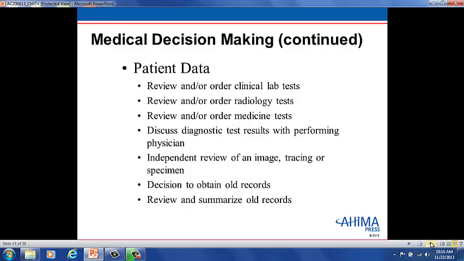Part of the medical decision making is reviewing lab tests, radiology tests, medicine tests, all this patient data that is required for the physician or qualified health professional to make a decision on how to treat this patient. It may include the discussion of diagnostic test results with a performing physician, independent review of an image or a tracing or a specimen, decision to obtain old records, or review and summarize old records.